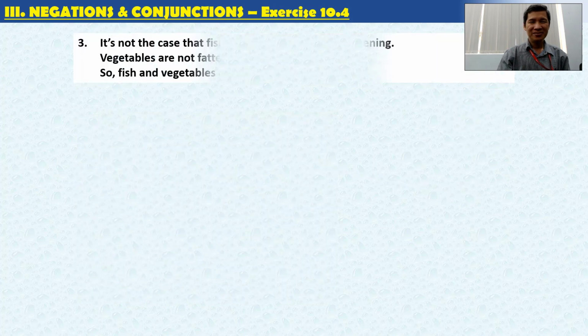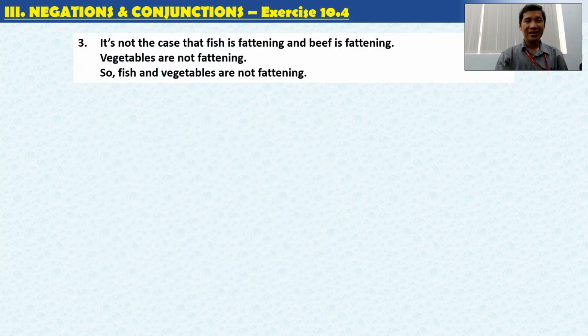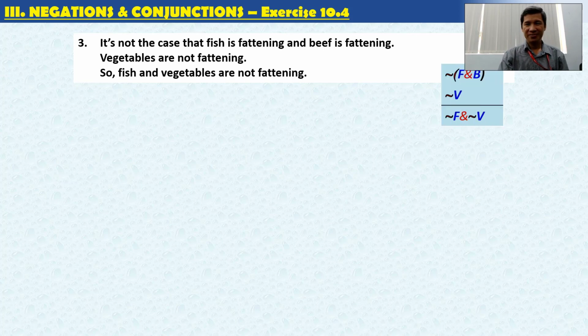Number 3. It's not the case that fish is fattening beef. So fish, F. That's beef, B. Vegetables, V. So fish and vegetables are not fattening. They're not F and not V.